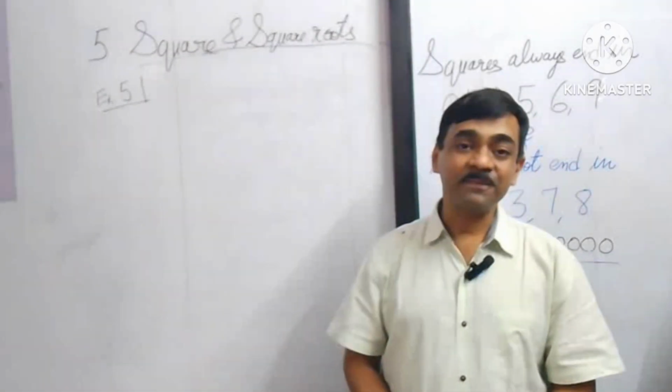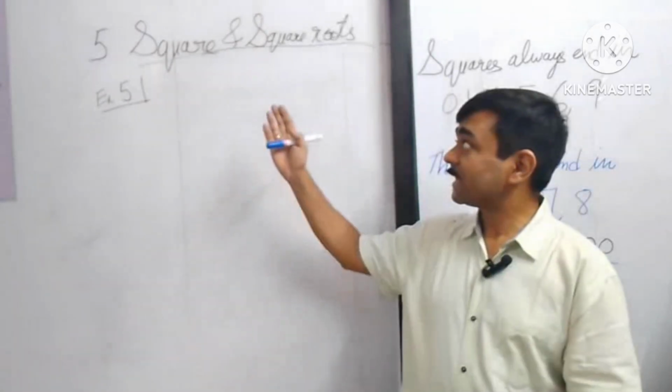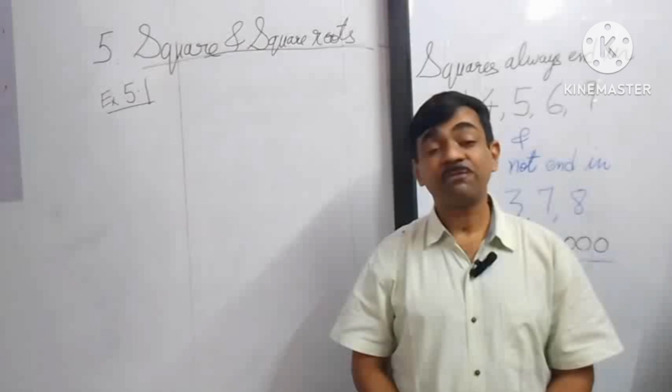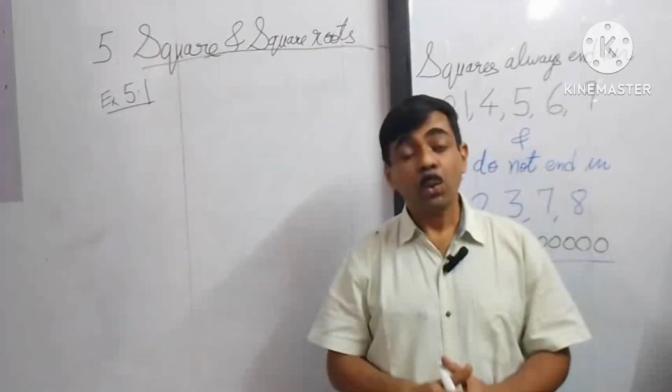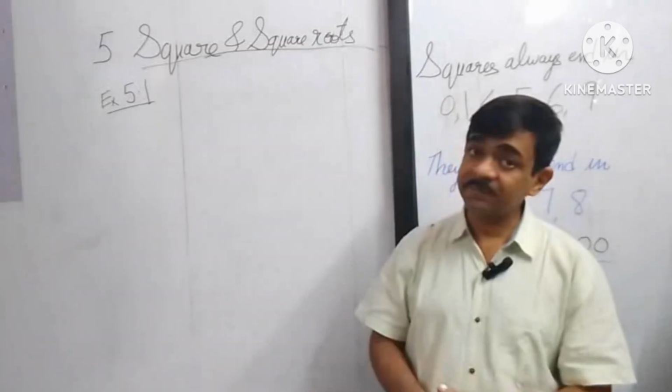This is Abhinandan. In the previous lecture, on squares and square roots, we finished the first 3 questions of exercise 5.1. Today, we shall proceed with question numbers 4, 5 and 6 of the same exercise.